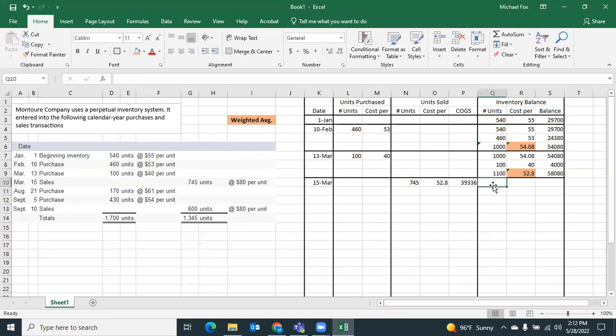Our remaining inventory, well, if we sold 745 and we had 1,100, we now have 355 units at an average cost of 52.80 apiece, giving us a total cost on those remaining units in inventory of $18,744.